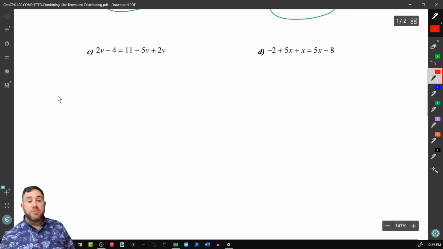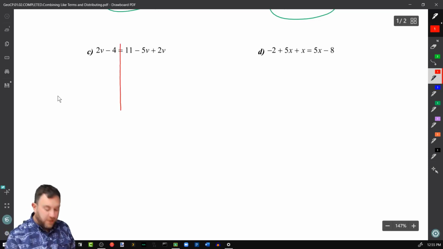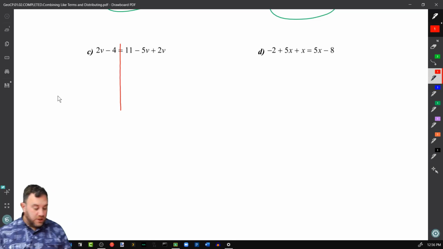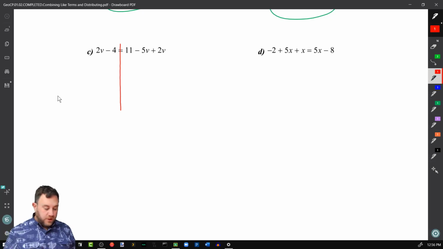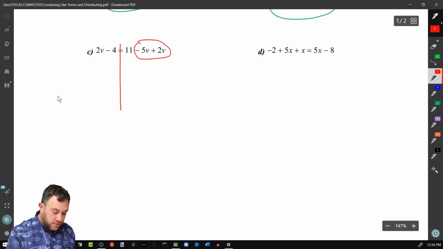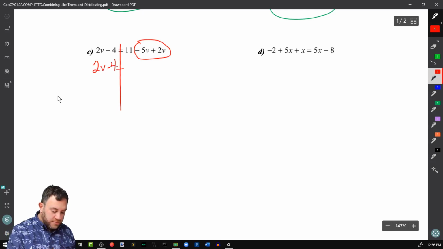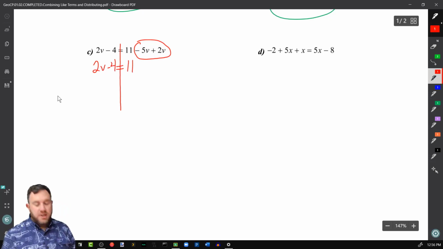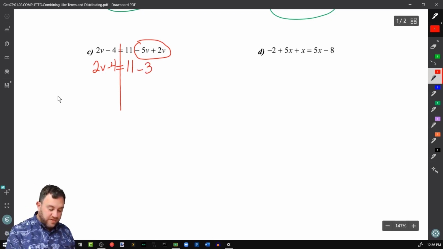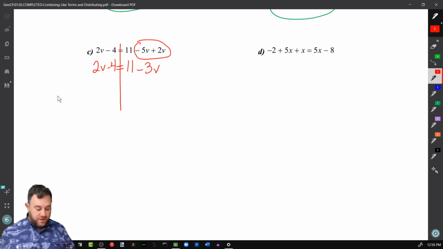Now these next two get a little bit more complicated. I'm still going to do my line down the middle for right now. On the left side, we've got one term with a variable and one term without. We can't put those together. They either all have to have the variable or all not have the variable. So on the right side though, there we've got two terms that both have a v, so we can combine those. So 2v - 4 comes down, the 11 comes down, and we've got -5v plus 2v. -5 plus 2 is -3, and make sure to write that v after that.